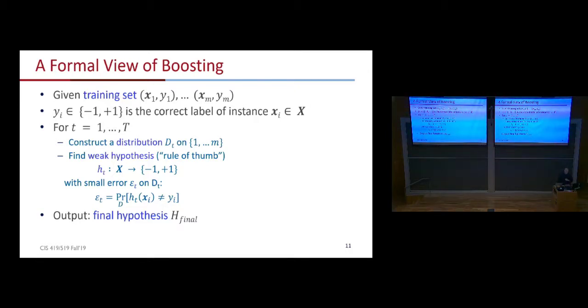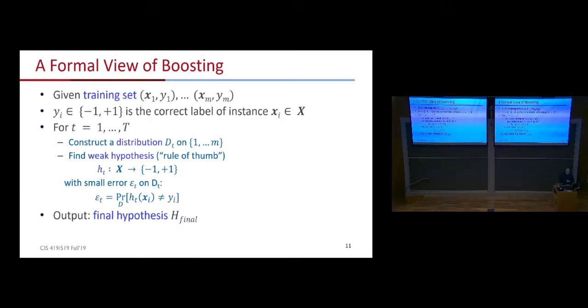And then after we run these T times, we're going to output a final hypothesis that will take all the earlier hypotheses into account. So in order to give you details, I need to talk about the distribution. We need to talk about what is the weak hypothesis and how to account for it, and we need to talk about the final hypothesis. Questions so far?